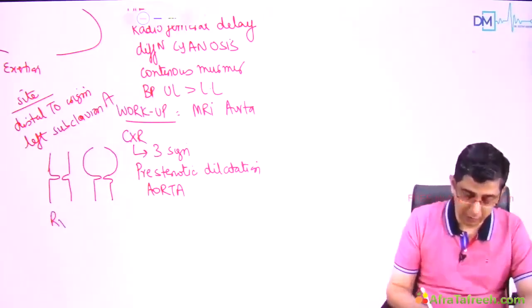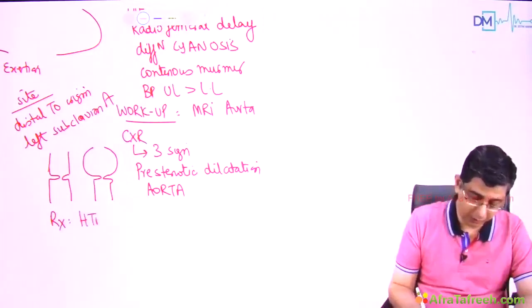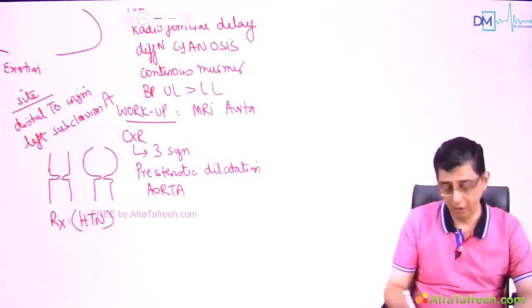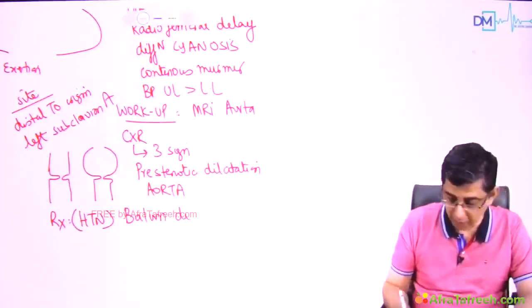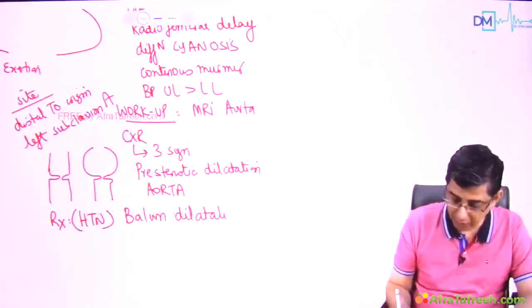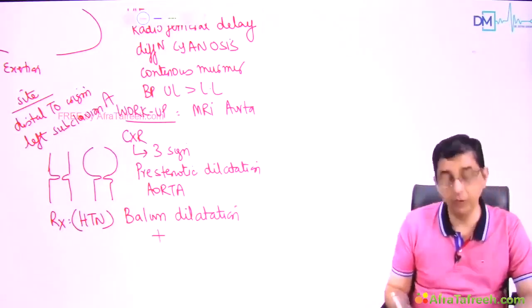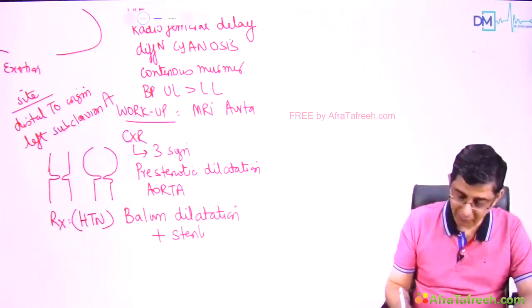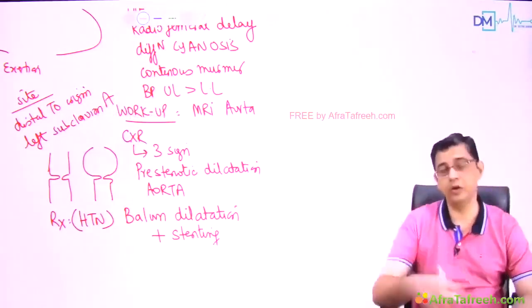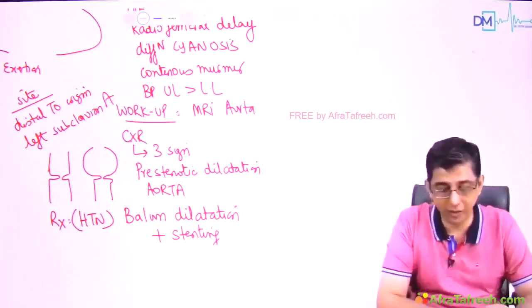For management of patients with coarctation of aorta, if they ask what you would do for high blood pressure, your answer should be balloon dilatation with stenting. Yes, we can do balloon dilatation for the heart, we can do balloon dilatation for the aorta also, and stenting would be done. If we have the technology to go into the coronary artery and do stenting, doing stenting of the aorta is obviously no big deal.